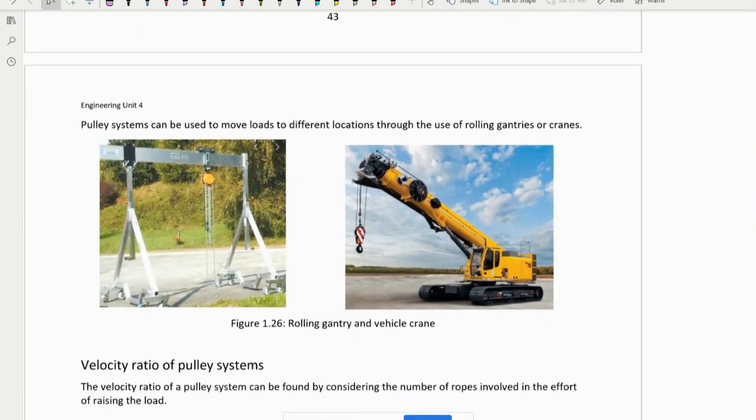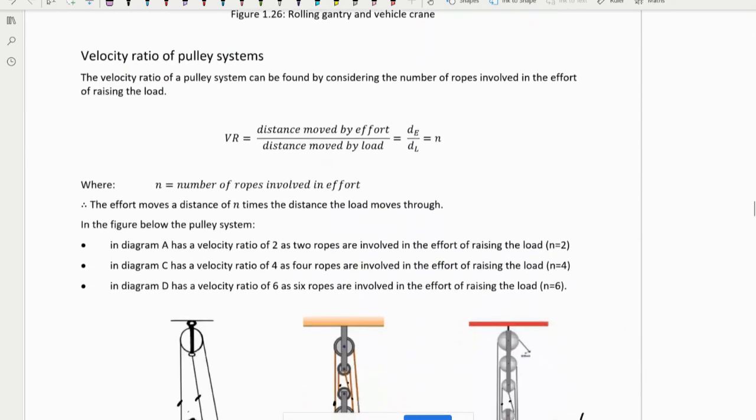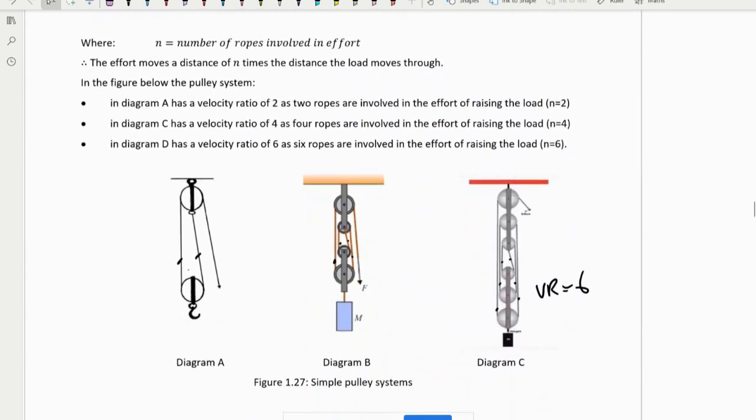Here's some examples of real life where pulleys are used. This is called a block and tackle system, which they use to move a whole variety of things, including internal combustion engines out of trucks and cars, and a whole bunch of stuff. Here's some other examples of movable pulley systems as well.